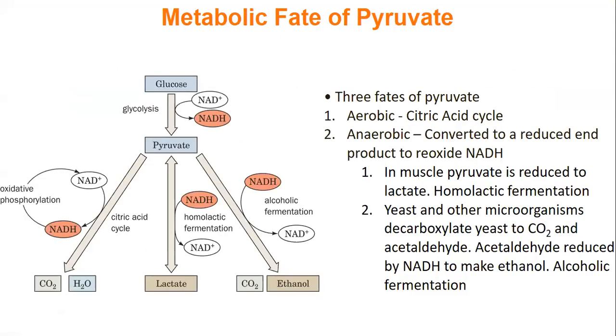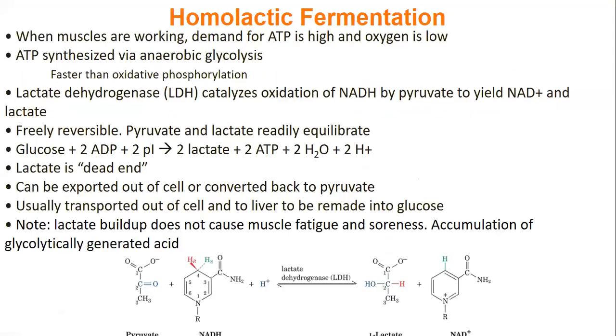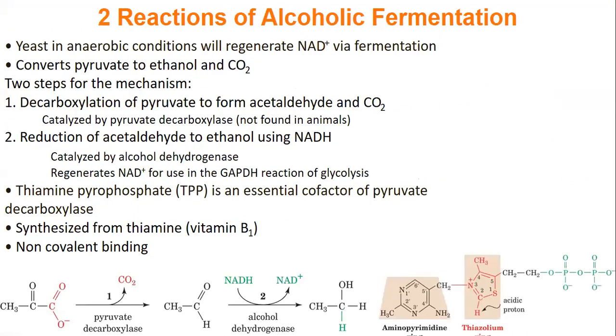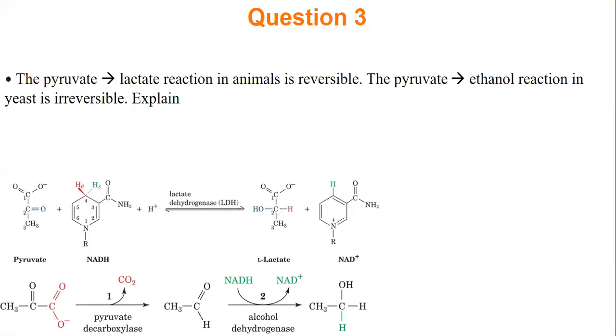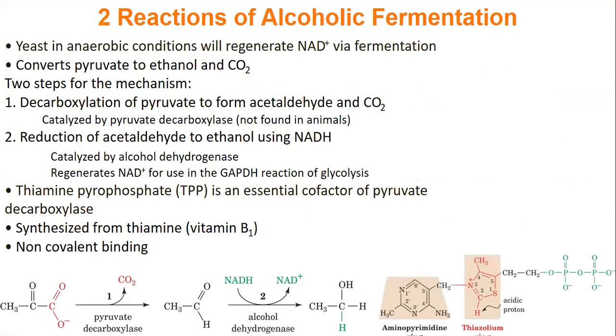So what happens to pyruvate? In humans it goes to lactate. Yeast can go to alcohol. What's the point of doing this? To remake NAD plus so we can rerun glycolysis. The difference between going to lactate and going to ethanol. Yeah, so just make sure you know there's a difference and why there's a difference.